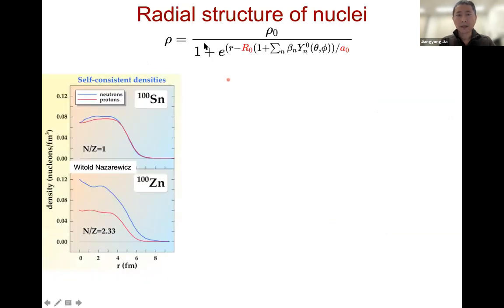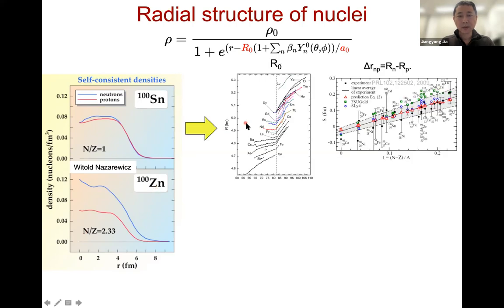Now, in addition to the shape, there's also radial structure. So in other words, if you plot the radial distribution, you will see that the nucleons, and in particular the neutrons and protons, may not look like Woods-Saxon at all, right? They could have some wave-like structure as a function of radius. And so this reflects the quantum nature of all the nucleons in the nucleus. And this structure, the shape, also depends strongly on the ratio of the neutron and the proton.